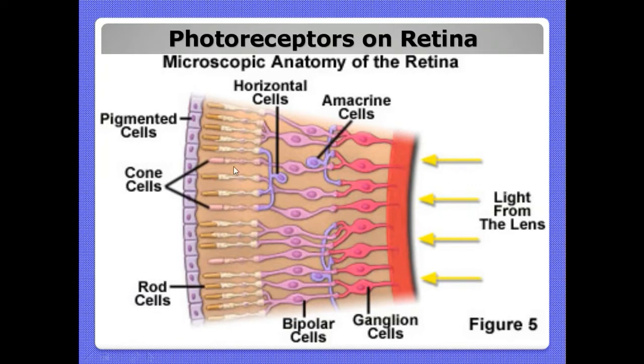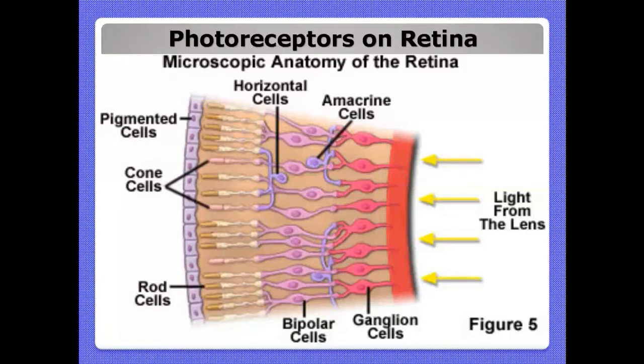Cone cells are placed in between the rod cells. You have several rods, and in between them one or two cone cells are there. Rod cells, cone cells. And between these two layers you have horizontal cells. Then the last layer is the pigmented cell layer. This goes to the optic nerve. This is the anatomy of the retina.